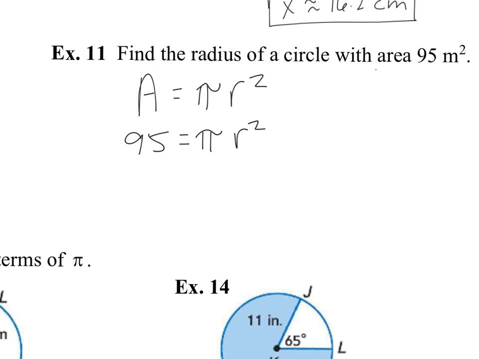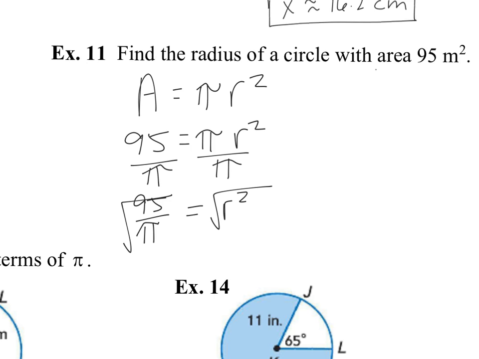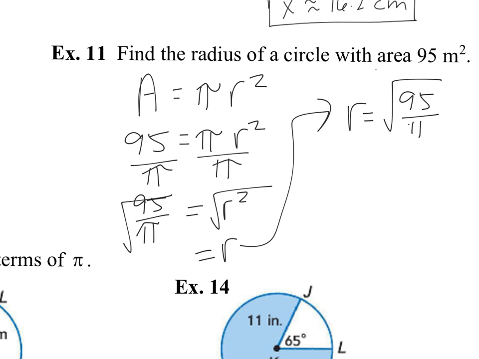And in example 11, we're asked to find the radius of a circle with area of 95 square meters. So if area is equal to pi times r squared, we're told that the area is 95. We just need to solve for this r. So since r squared is being multiplied by pi, let's divide both sides by pi. And we would get r squared equals 95 divided by pi. To solve for r, we'll take the square root of both sides. And we get that r is equal to, I'm going to write the answer up here, r is equal to the square root of 95 over pi, and we're measuring in meters, so that would be meters.